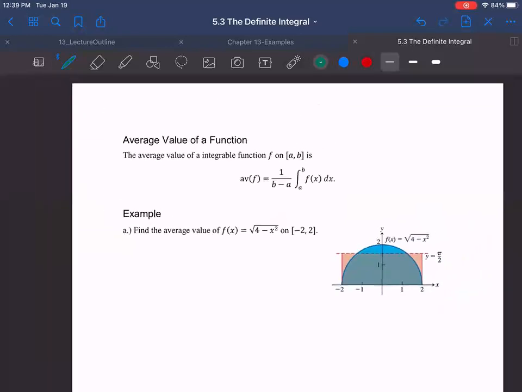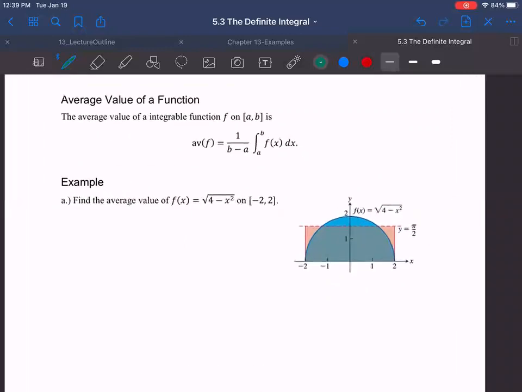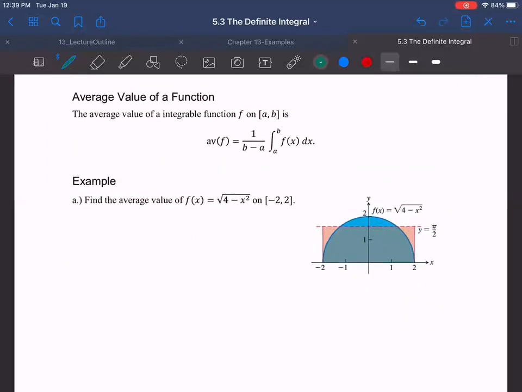All right. Average value of a function. We talked about this before, where it was our sum of everything and then divided by our limits there, b minus a, of what region we were looking at. So let's take a look here. Find the average value of 4 minus x squared. The other one was 16 minus x squared. Sorry, 4 minus x squared from -2 to 2.